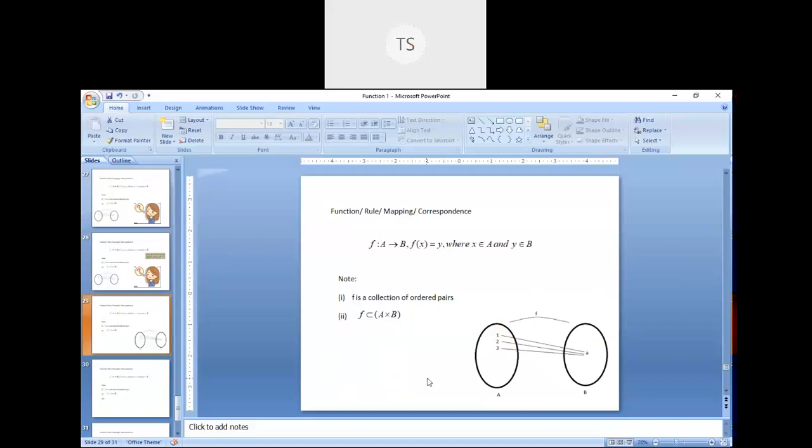And this function has to satisfy the definition. So what was the definition? For each and every element of A, that means 1, 2 and 3, we are getting a unique image in set B. That means for 1 we are getting only one image a, for 2 also only one image a, and for 3 also only one image in B. So that's why this is a function, with the same number of elements as the Cartesian product of A and B.